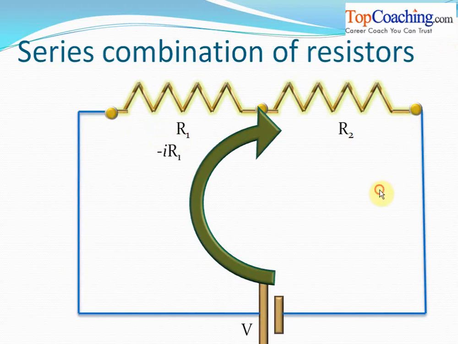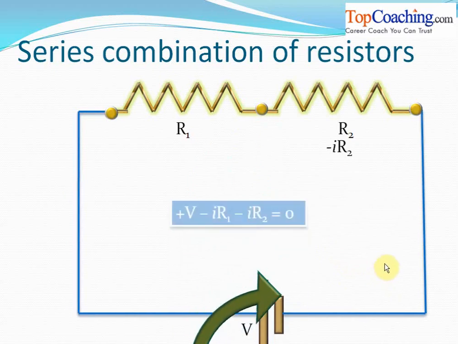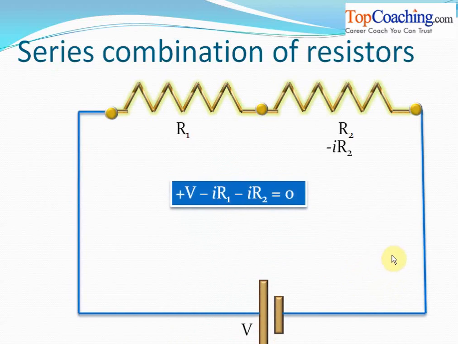The potential drop across resistor R2 can be similarly calculated. As you can see, the potential difference across the resistor R2 is minus IR2. I have again written minus IR2 because we are moving in the direction of the flow of electric current, and along the direction of flow of electric current, the potential decreases, isn't it? Now applying Kirchhoff's law, we can say that plus V minus IR1 minus IR2 equal to zero. After all, the net potential difference sum across the closed loop is zero.